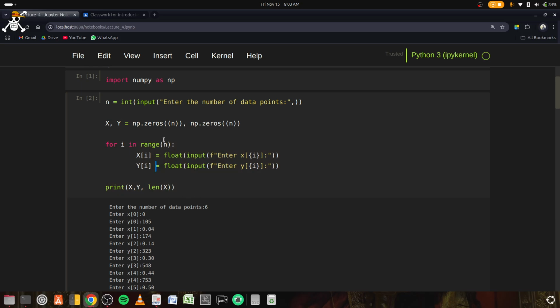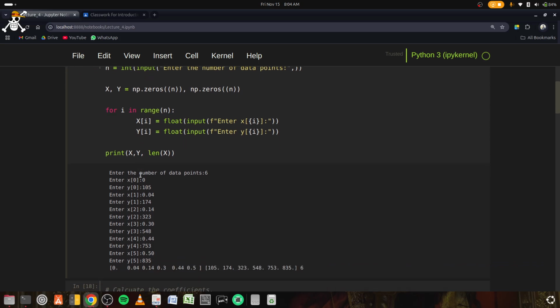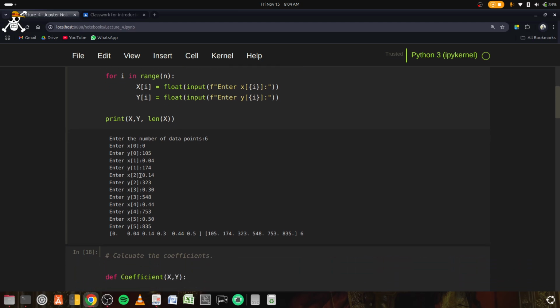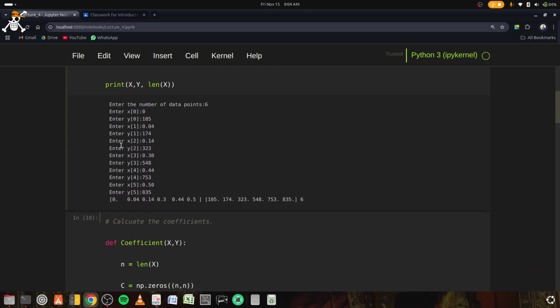For i in range, all the number of data points you have, what are the values of xi and what is the value of yi? That means in our experiment, what are the values of current and what are the values of magnetic field? So enter the values of current and magnetic field. Here I have already entered the values.